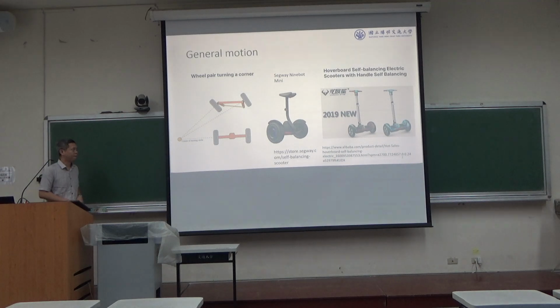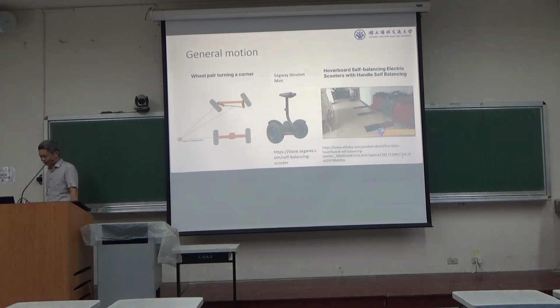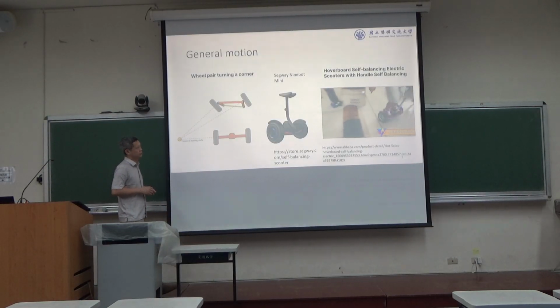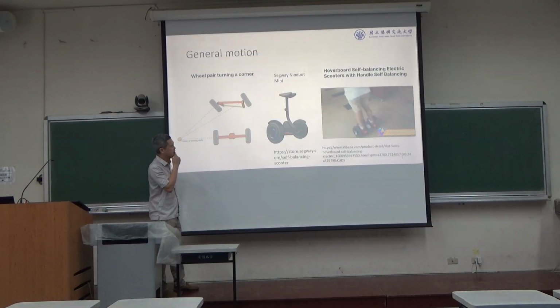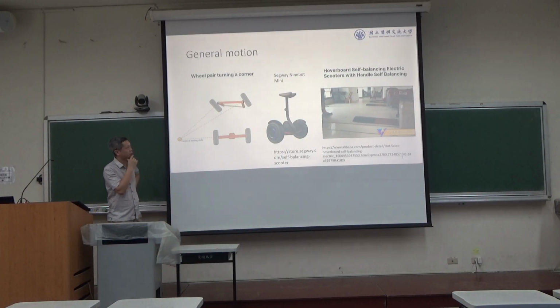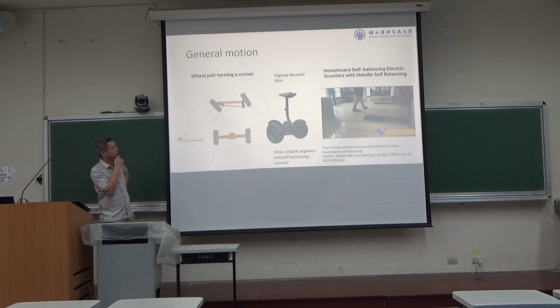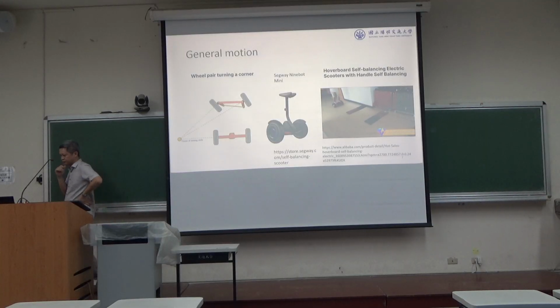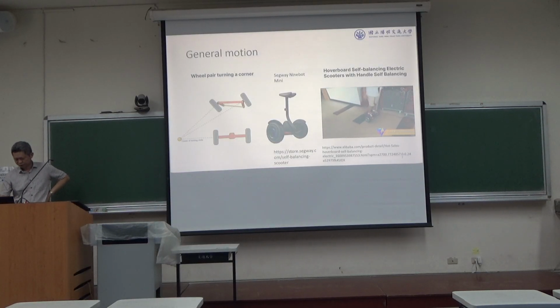Okay, let's have a look. What you can see is the two-wheel stabilized vehicle. It looks like a scooter. You can see that with the two wheels you can go around, and then you can go turning around.